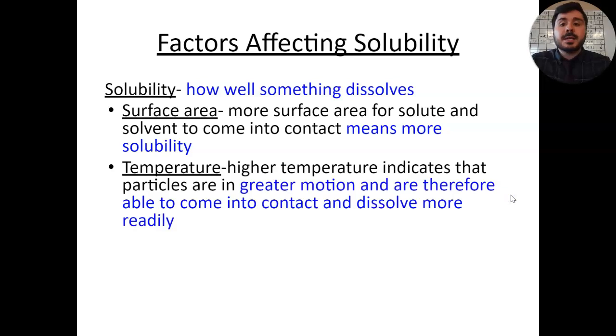Okay. Second here is temperature. Temperature is going to affect solubility, right?